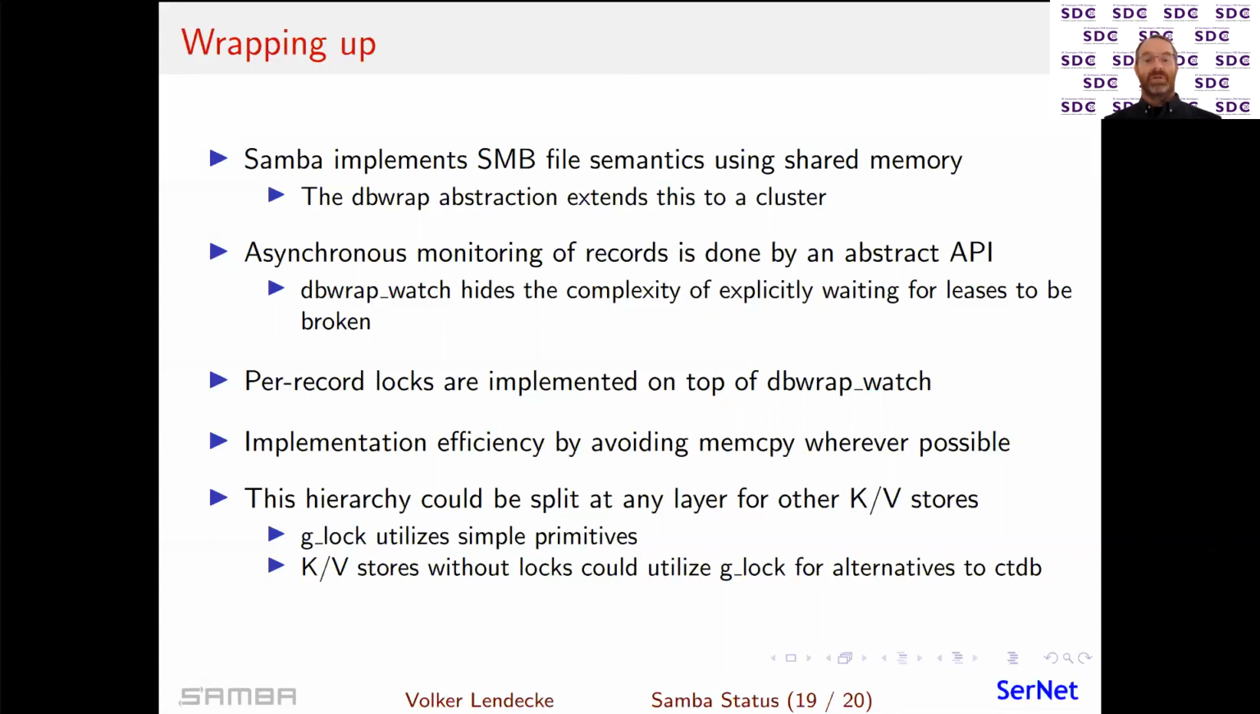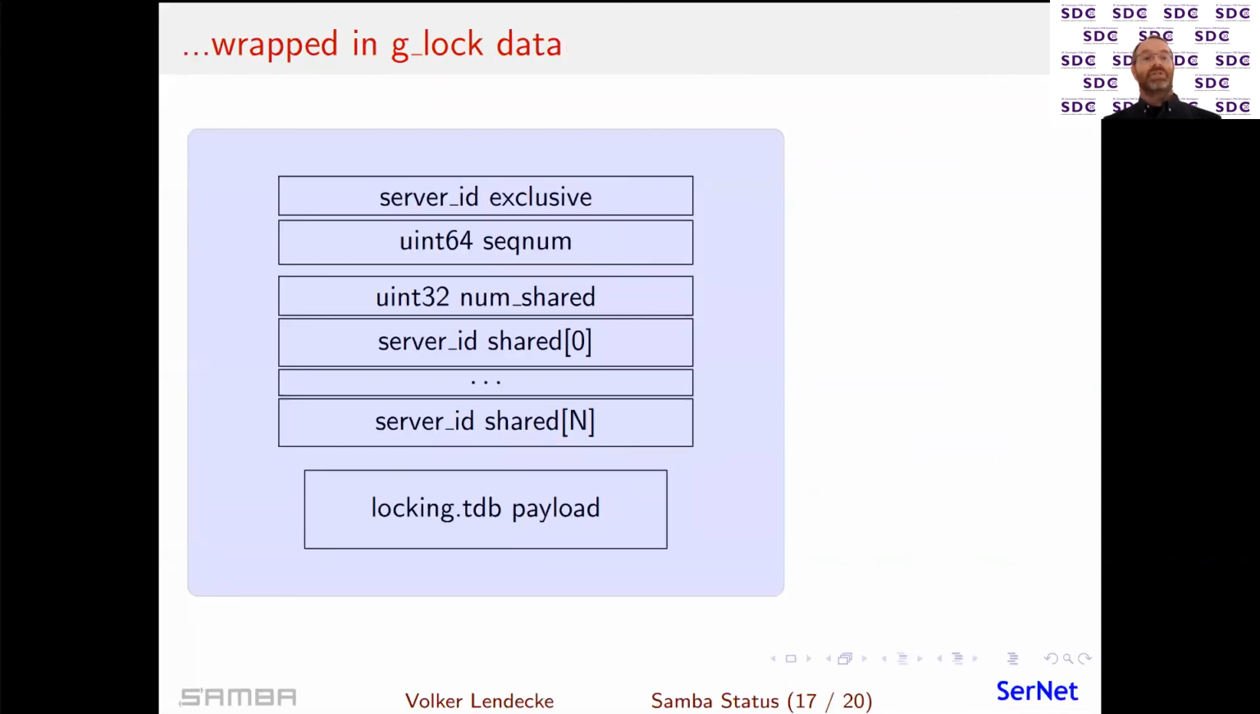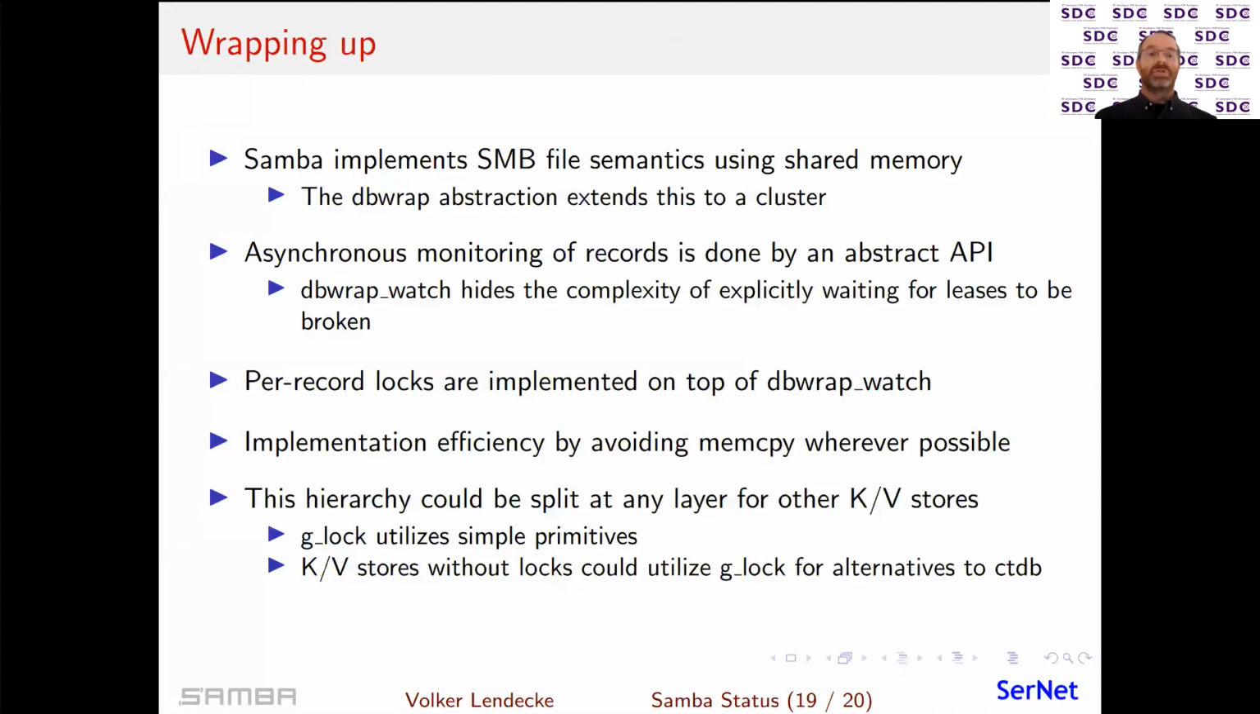So per record logs are implemented in the glog code on top of this dbwrap watch. And if you look at the implementation, we have taken great care. If you look at all these layers, dbwrap watch, glog data, logging.tdb in the last one, the simple implementation would be to just push it around using a lot of memcopy and so on. The records can get large. They can be up to like 0.5 MB or something, or even more. So using memcopy for all of these would be expensive.